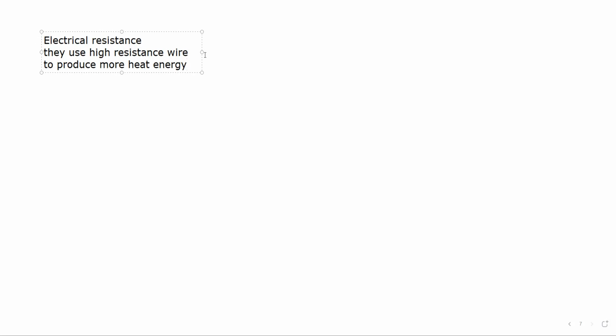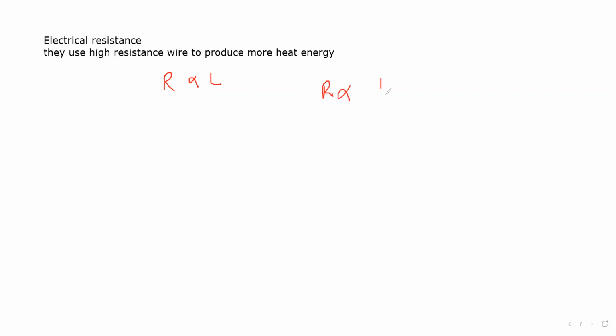Electrical heaters use high resistance wire to produce more energy. How can they increase the resistance? Resistance is directly proportional to length, so longer wires have more resistance than shorter wires. And resistance is inversely proportional to area, so thinner wires have higher resistance than thicker wires.